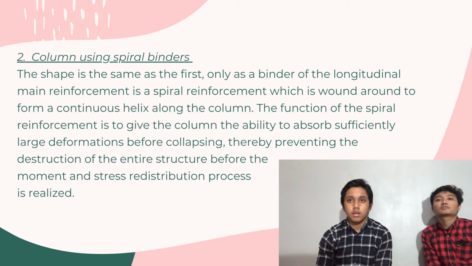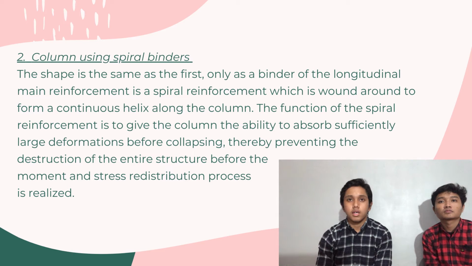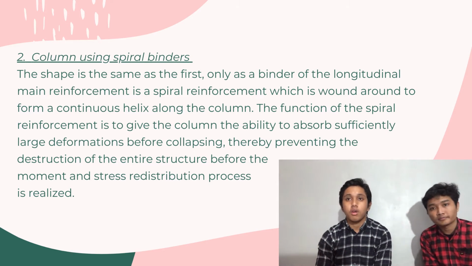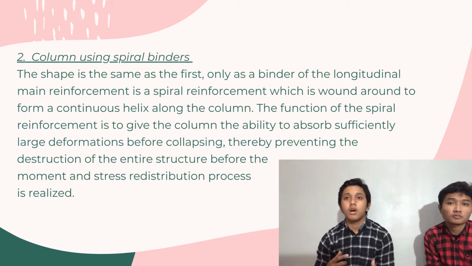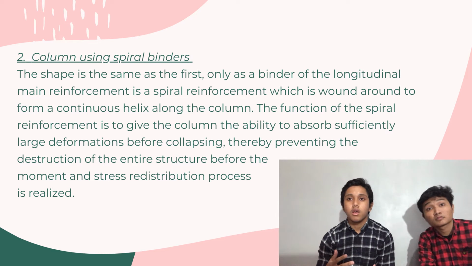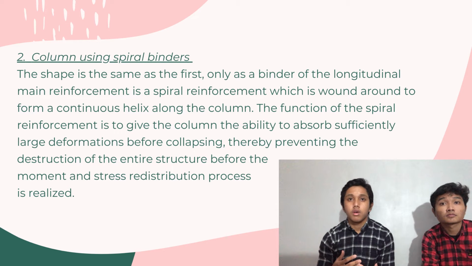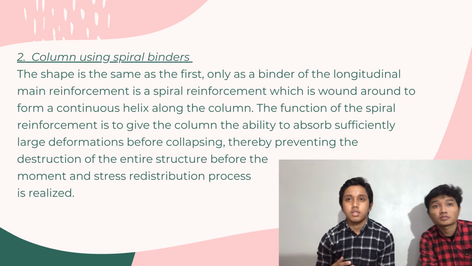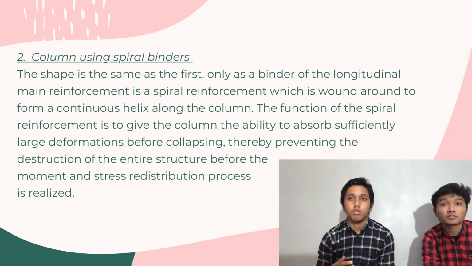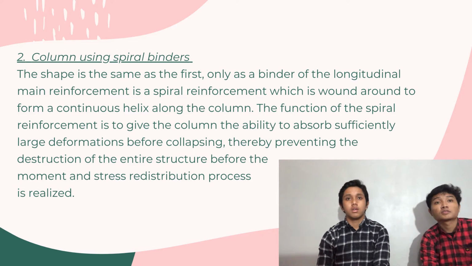The shape is the same as the first, only the binder of the longitudinal main reinforcement is a spiral reinforcement which is wound around to form a continuous helix along the column. The function of the spiral reinforcement is to give the column the ability to absorb sufficiently large deformation before collapsing, thereby preventing the destruction of the entire structure before the moment and stress redistribution process is realized.